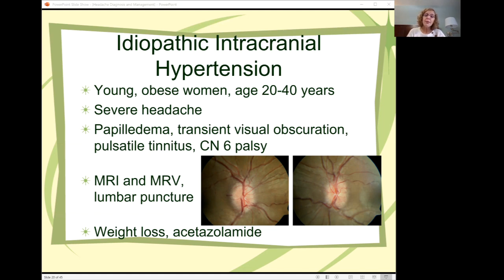It's most commonly in young, obese women. The headaches can be severe, and they're generally not localized to any one particular area of the head. Associated symptoms include monocular or binocular transient vision loss, as well as pulsatile tinnitus. And treatment involves weight loss and acetazolamide. Optic nerve fenestration or a ventricular shunt is necessary if vision loss progresses despite oral treatment.